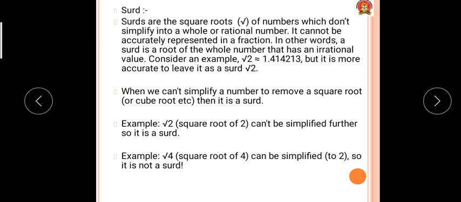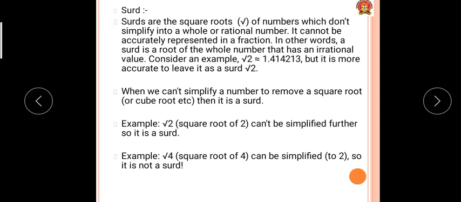Today I am going to explain a new concept called a surd. S-U-R-D, surd. Its pronunciation is surd. Now, what is a surd? Surds are square roots of a number which doesn't simplify into a whole or rational number. For example, root of 4. Is root of 4 a surd? No. Why? If you calculate the square root of 4, you will get 2. And therefore root of 4 is not a surd.